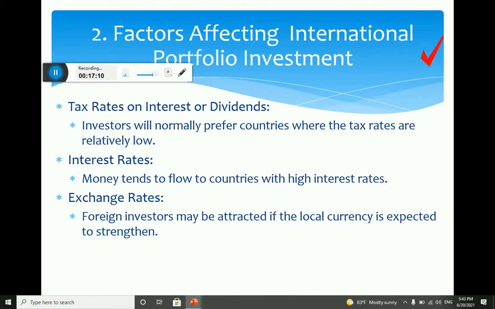Next is the interest rates. Interest rates also have a positive or negative impact on the flow of funds. Money tends to flow to the countries where high interest rates are given. So for example, in a country where there is a high interest rate, people with a lot of money will invest their funds in that country. They will put their money in those banks because they pay them high interest. But if a country reduces its interest rate, people will take out all their money and look for another country where the interest rate is high. So interest rates always have a positive or a negative impact on the flow of funds.